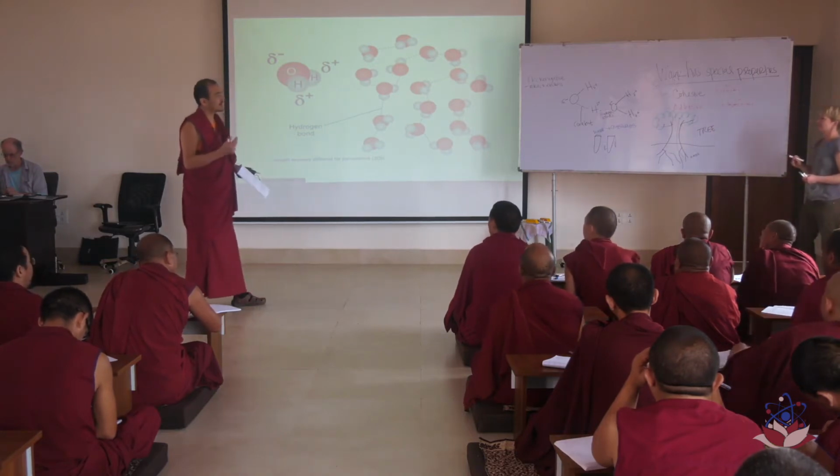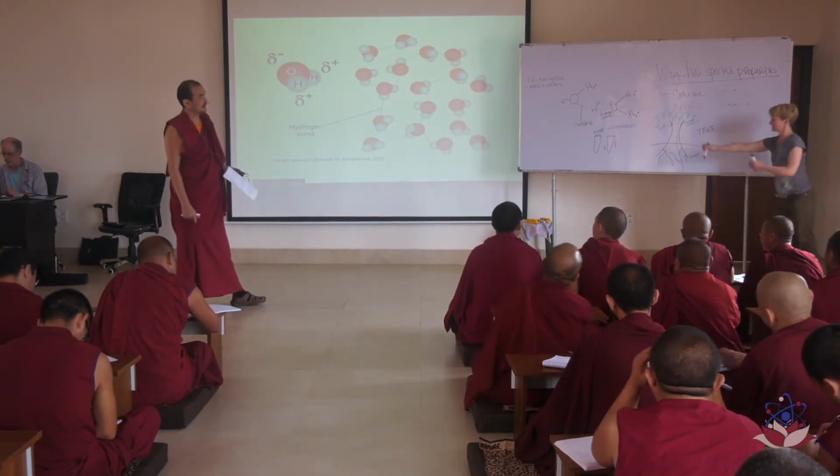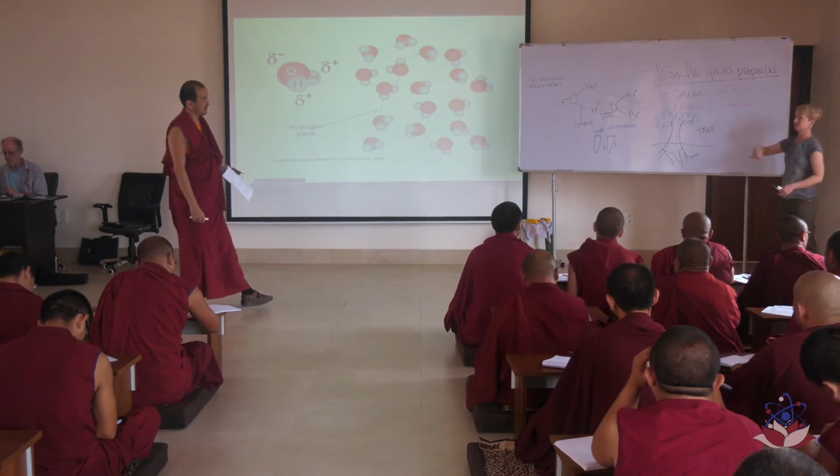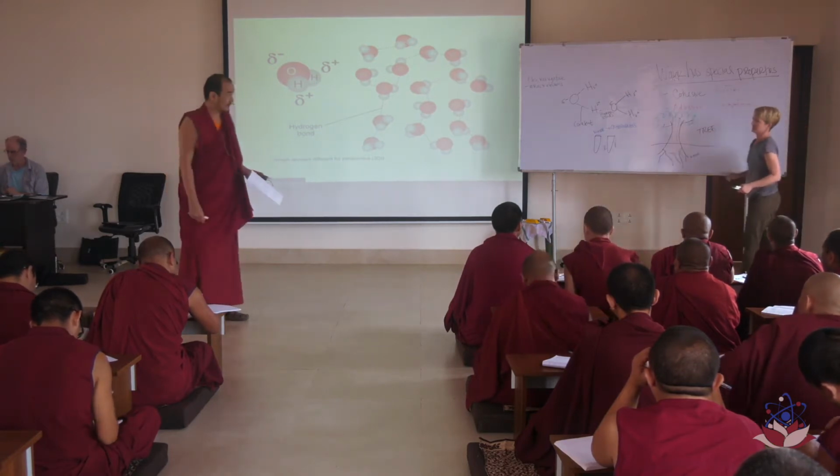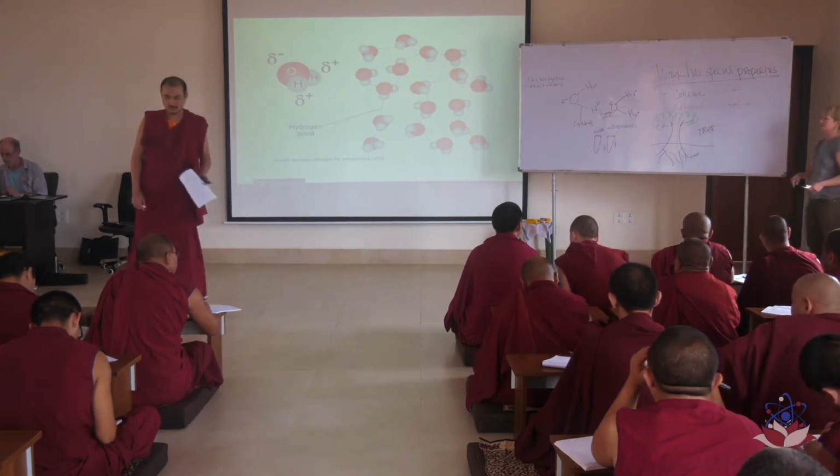Vascular means like vessel. Yeah, so there are vessels. Just like we have blood vessels to distribute blood, plants have vessels that distribute water and sugars.